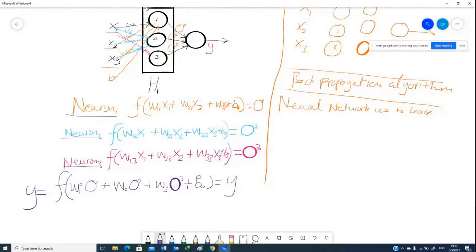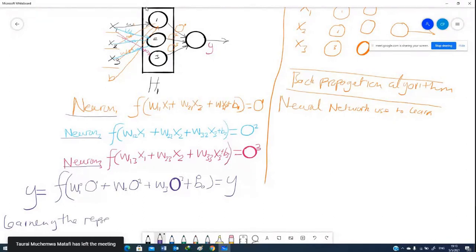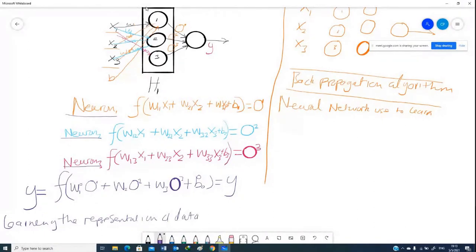Yes, Doc. So basically, what I'm doing is I'm learning. What it is doing is learning the representation of data. Okay, let's talk about learning the representation of data through associative learning from each.